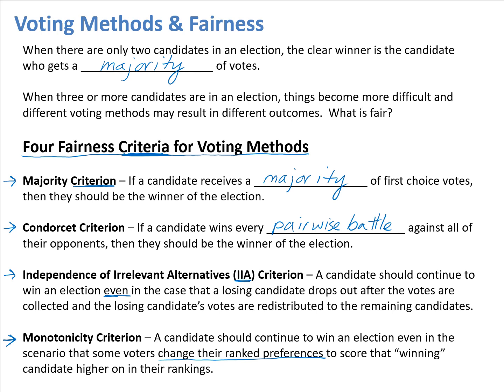These last two are a little bit trickier because they kind of have to do with if a particular thing happens, like a loser drops out, or if voters change their rankings. So they're kind of very specific situations, and so a little bit trickier to understand, but we're going to look at examples of elections for each of these criterion and evaluating how they each work in the next few slides.